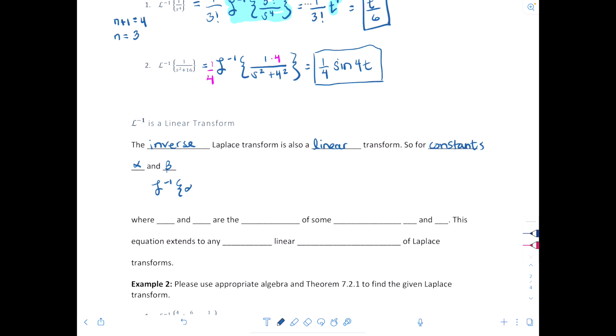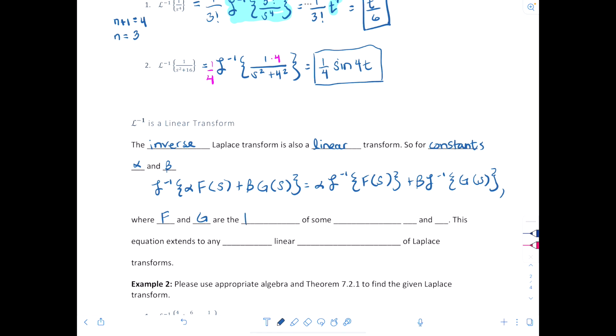the inverse Laplace transform of alpha times capital F at S plus beta times capital G at S is equal to alpha times the inverse transform of capital F at S plus beta times that inverse transform of G at S, where capital F and capital G are the transforms of some functions lowercase f and g. This equation extends to any finite linear combination of Laplace transforms.